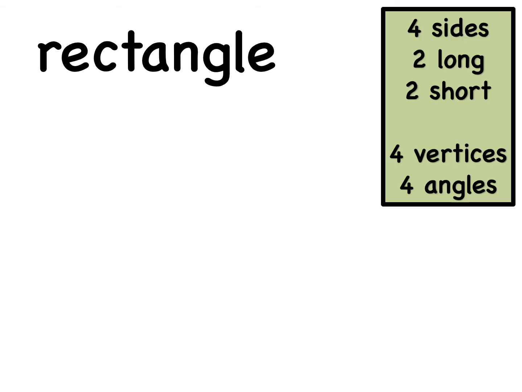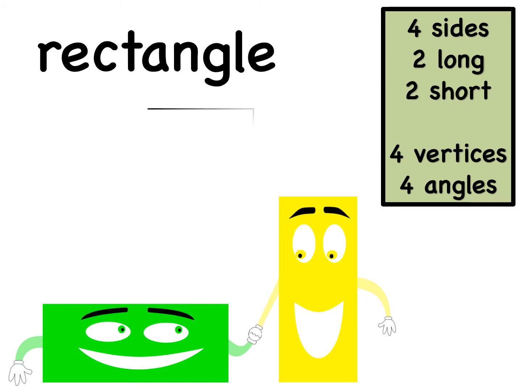Rectangle. A rectangle has 4 sides. 2 are long and 2 are short. It also has 4 vertices and 4 angles. Here's some rectangles for you, boys and girls.